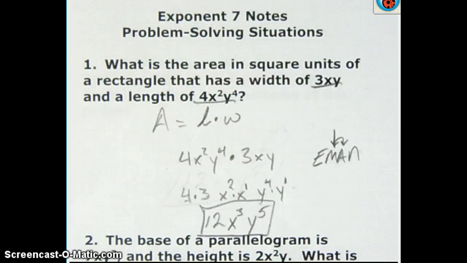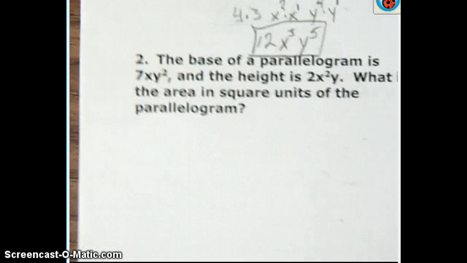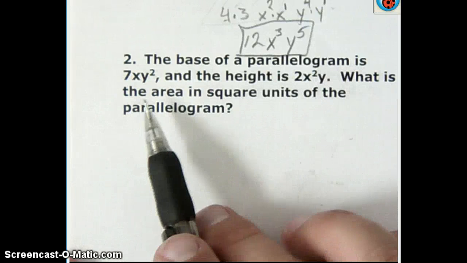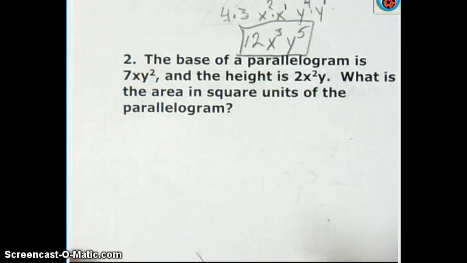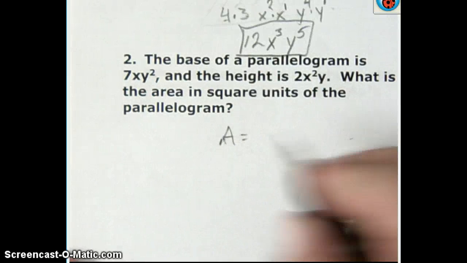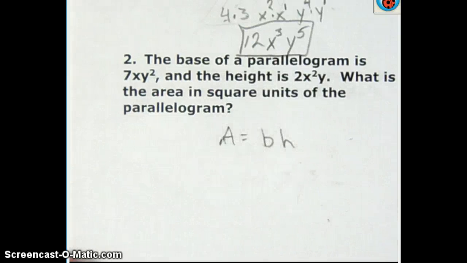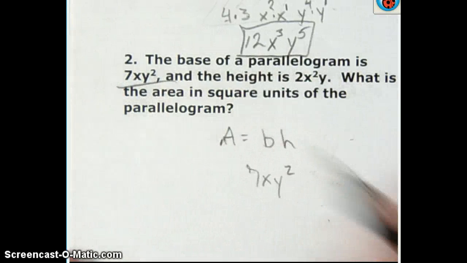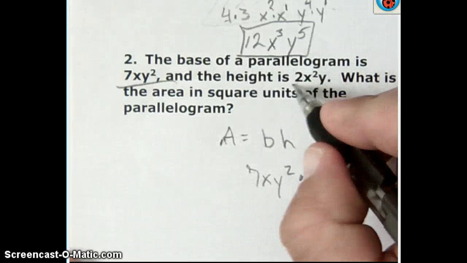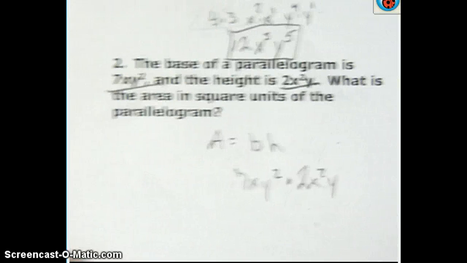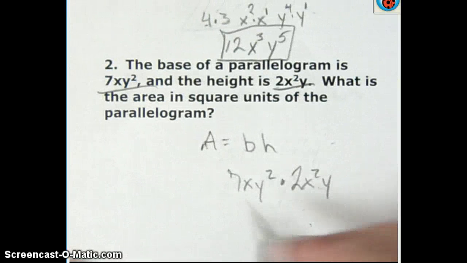So, same thing for question number 2. This one talks about the base of a parallelogram and the height of a parallelogram and wants to know the area. Well, for a parallelogram, which is the same thing as a rectangle, it's base times height, or length times width. So if the base is 7xy squared, times the height, which is 2x squared y, it's just a product rule.